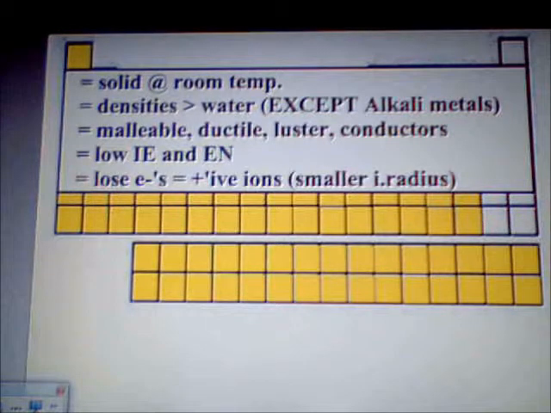They have densities greater than water, except for the alkali metals, which is group 1. And they're malleable, ductile, they have luster, and they're good conductors of heat and electricity. They have low ionization energies and low electronegativities. Metals lose electrons so that they become positive ions with smaller ionic radiuses.